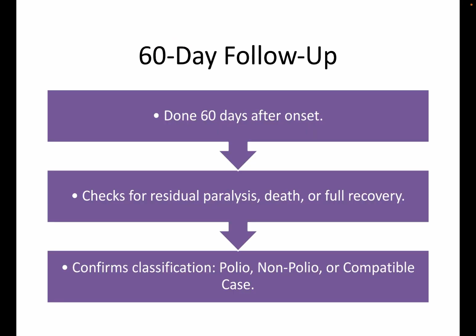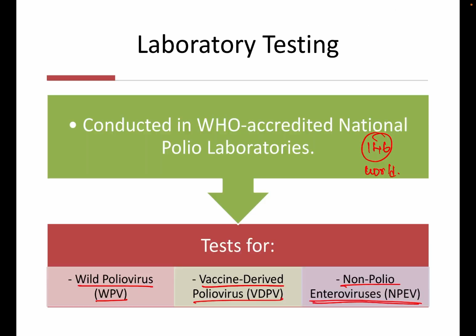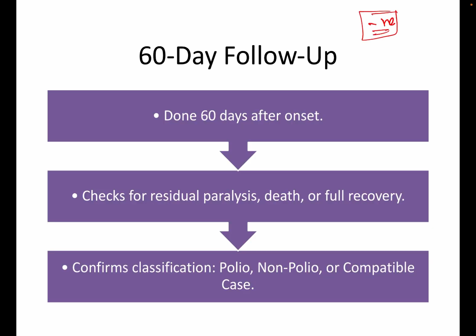Now, the 60-day follow-up. After getting the samples, even if it turns out to be negative, with no poliovirus for any of these three, wild poliovirus, vaccine-derived virus, or non-polio enterovirus, still we are supposed to do a follow-up for 60 days and check for any residual paralysis, death, or full recovery, and it has to be reported. It is useful in confirming the classification, whether it is due to polio or non-polio causes.